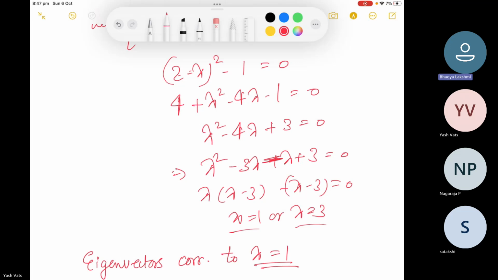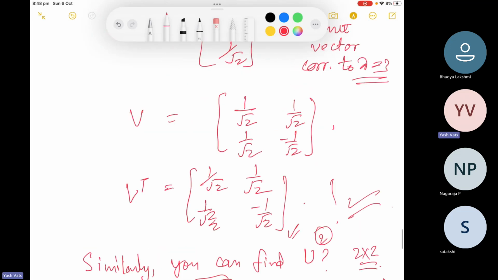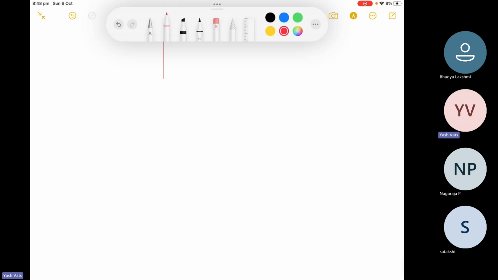Sir, can you explain the 10th question in the assignment? Yes, let me see. The 10th question is: there exists a non-diagonal matrix A which is diagonalizable over R and which is such that A cube is identity. Okay. So you have to, so what is the characteristic polynomial of a matrix such that A cube is identity? Anyone?